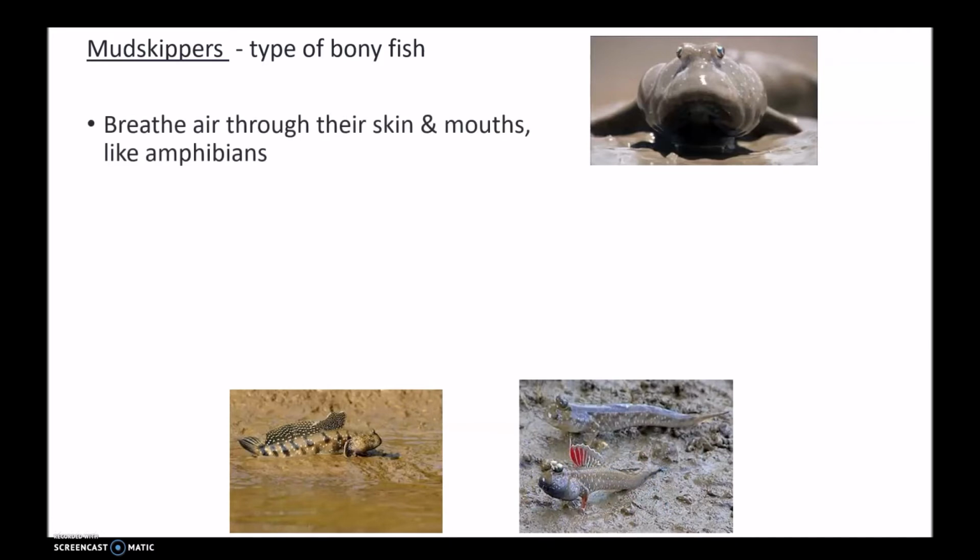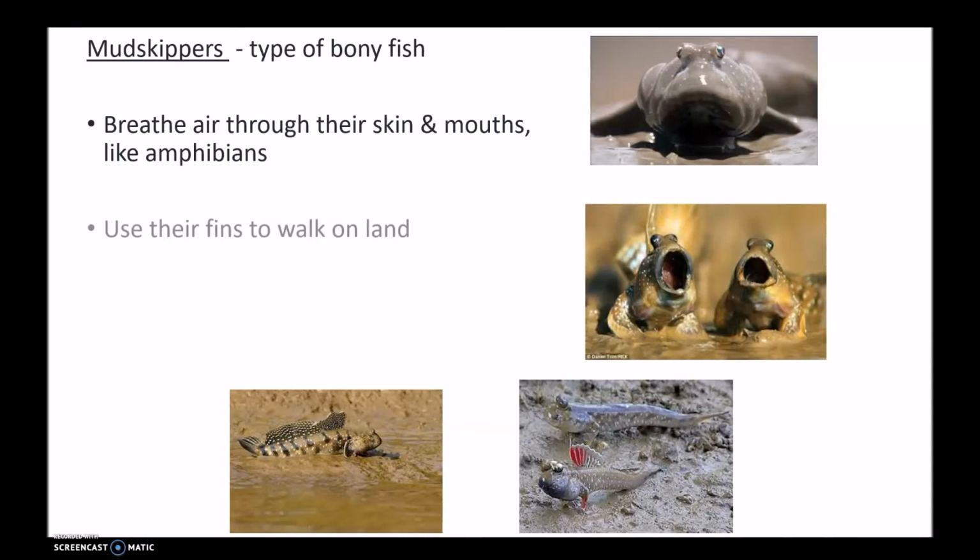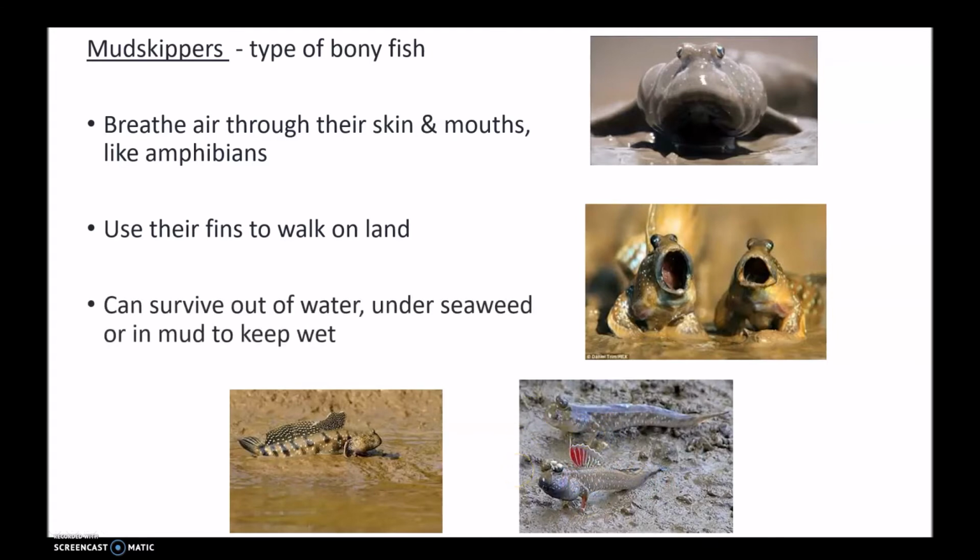So they can breathe air. Unlike other fish, they can breathe air through their skin and through their mouths, like amphibians, but they have gills as well. And what's really cool about them is that they can use their fins, modified so that they can actually walk on land. So they whip their tail back and forth and they use their pectoral fins to walk on land. And they can survive out of water for quite some time as long as they can keep themselves wet. So they stay in the wet mud, or they stay under wet seaweed.